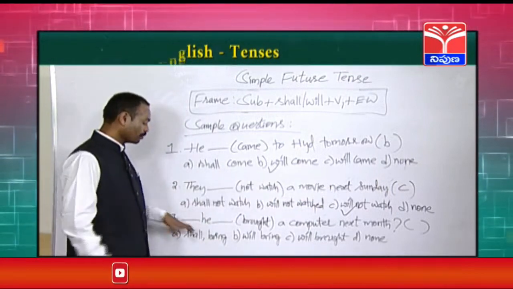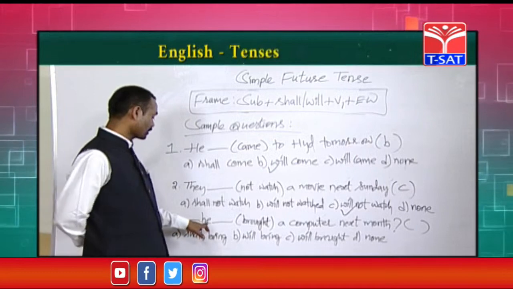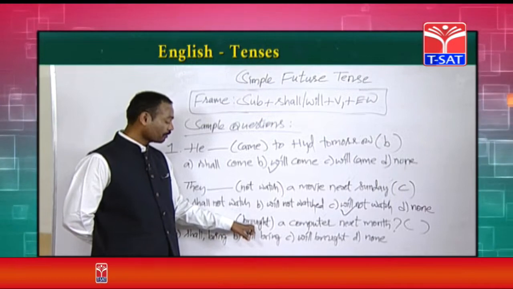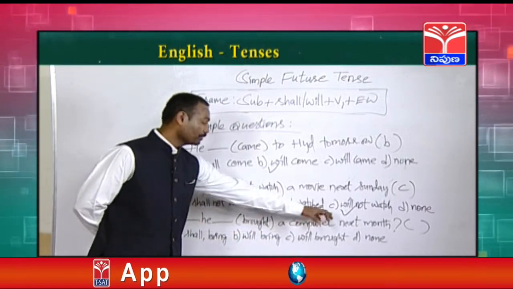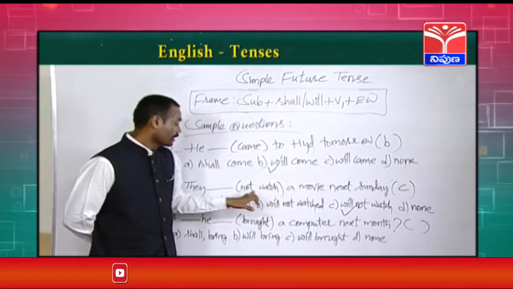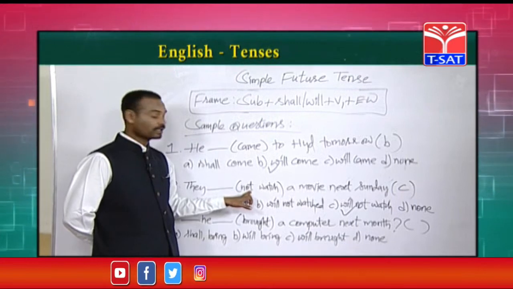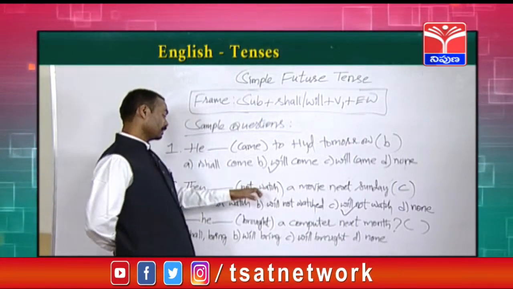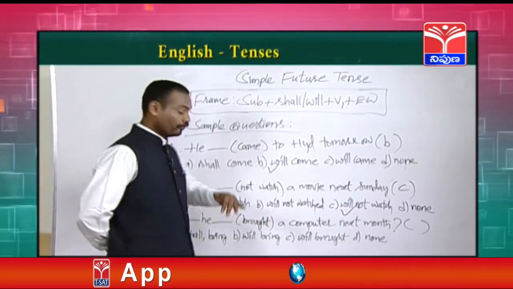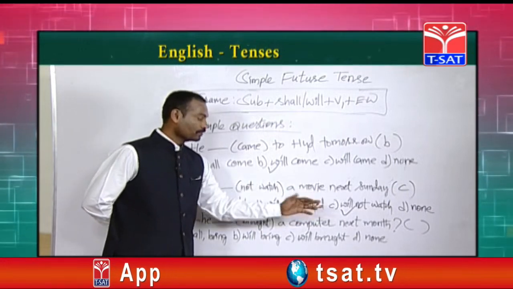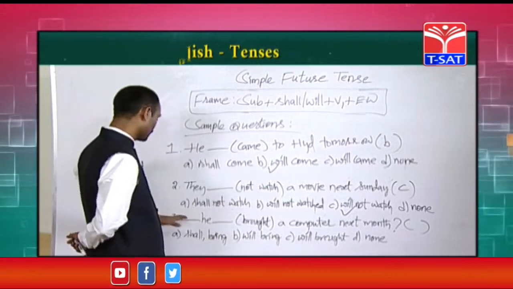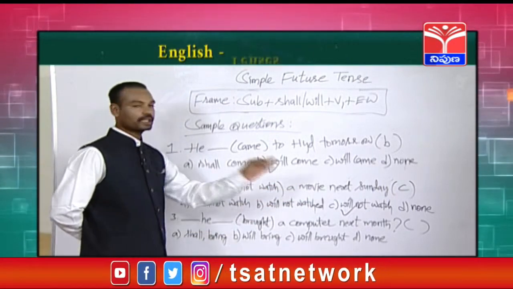Next, let's see one more example here. See friends, dash, one subject is there, that is he, dash. Under the bracket they have given one verb, bring, brought, a computer next month, and a question mark is there. Here under the bracket not is not given, so it is a positive sentence. Here a question mark is there, so it is called an interrogative sentence. Whenever you find a question mark, you can think that it may be an interrogative sentence or WH type sentence. Here there is no WH word, so it is called an interrogative sentence.